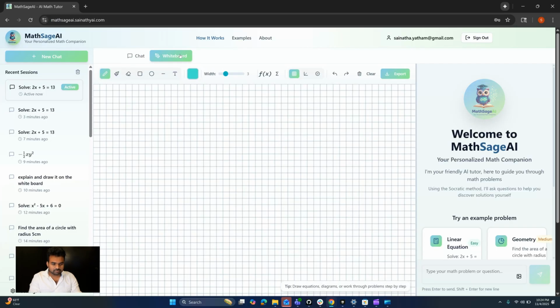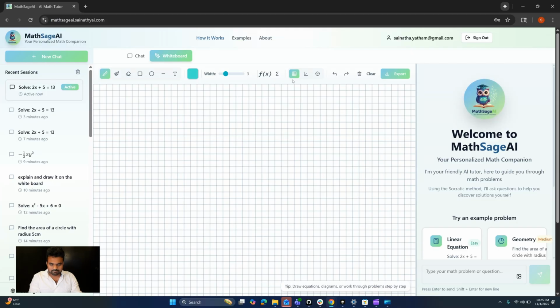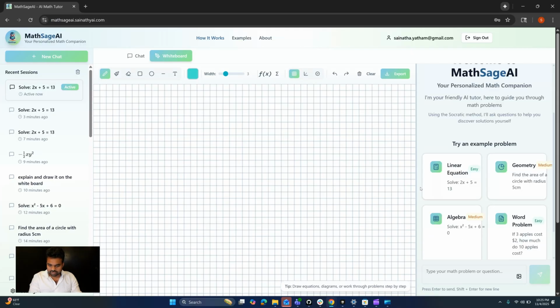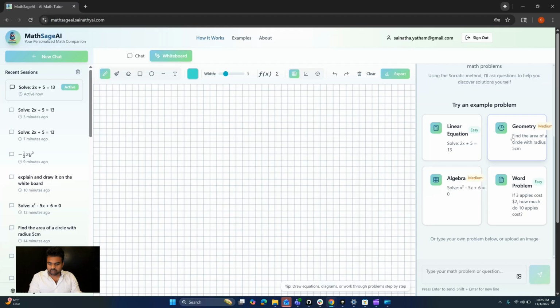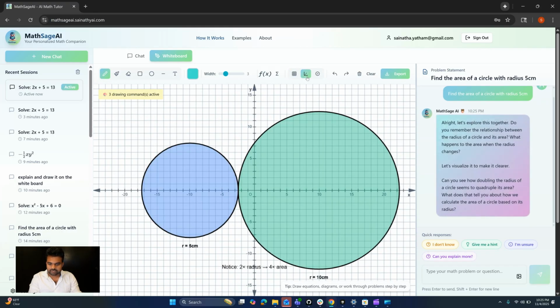So now I'm going to demonstrate to you the coolest feature. Let's pick a geometry problem. Okay. Here you have shapes and different colors that you can choose. This is a regular canvas whiteboard, and you have a grid and an expression. Okay, find the area of a circle. Okay, all right, let's explore this together.